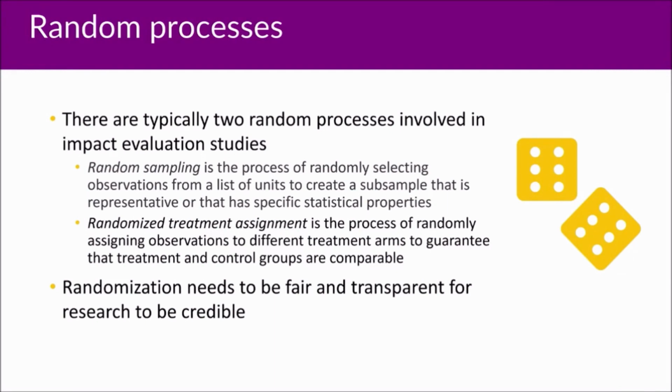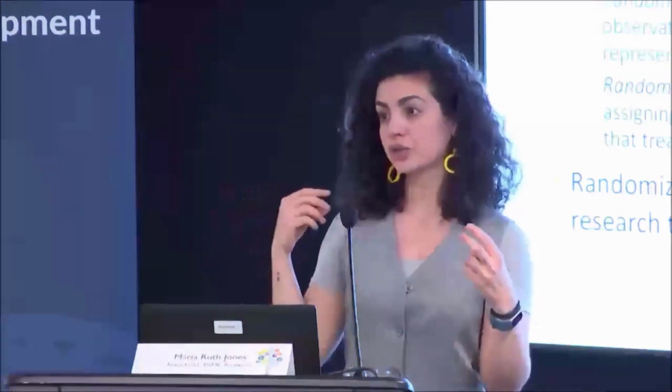And there's a bit of confusion because there are actually two random processes that we typically implement as part of our study. So one is random sampling. That's when we're randomly selecting a sample of our population of interest to survey.